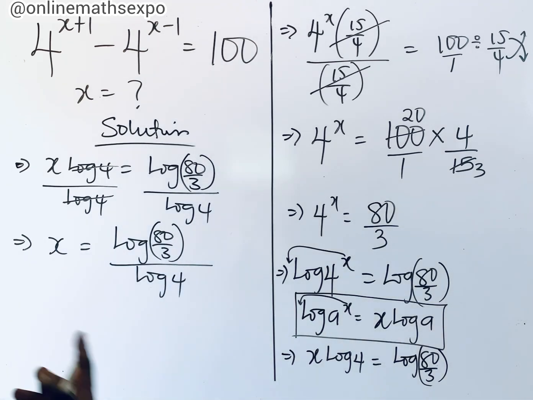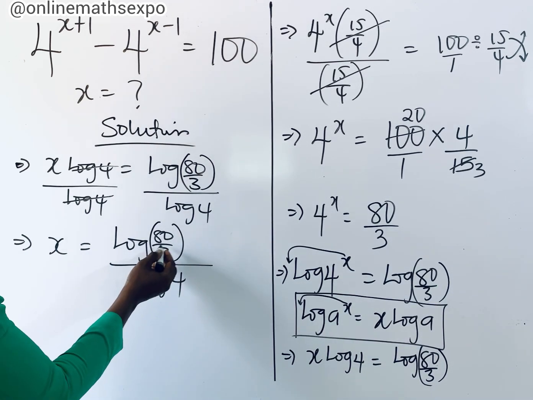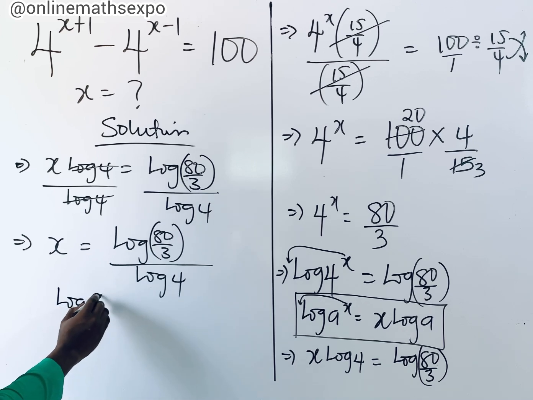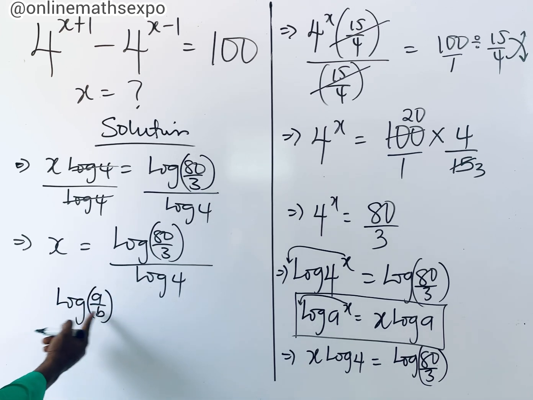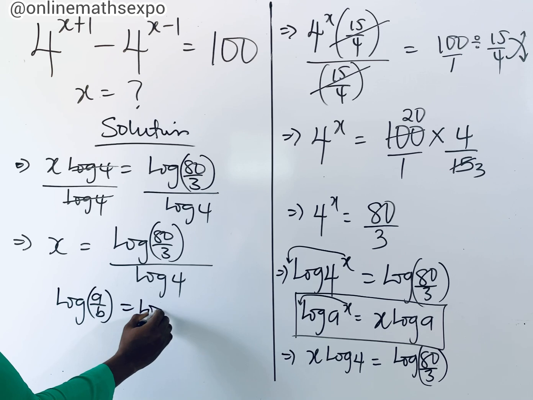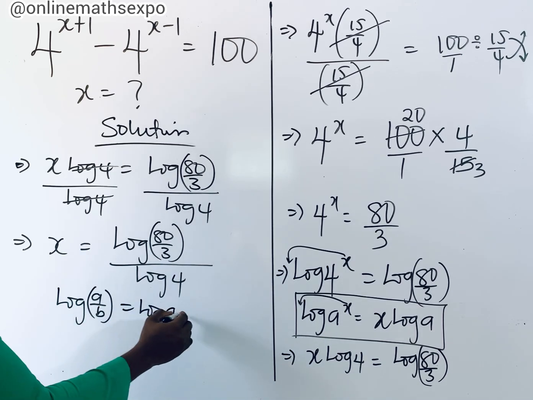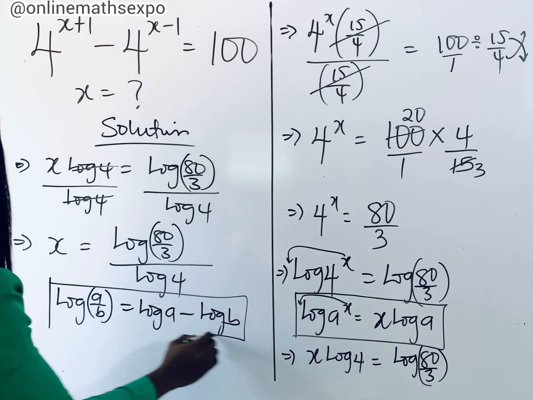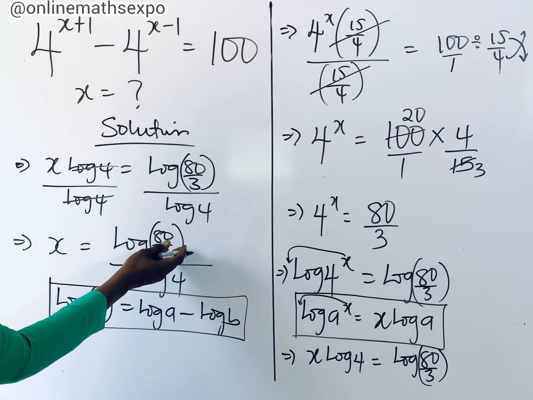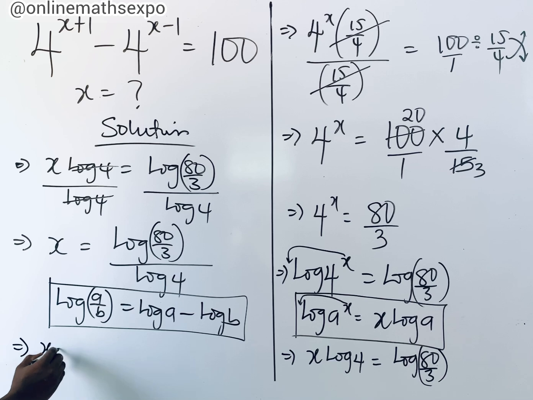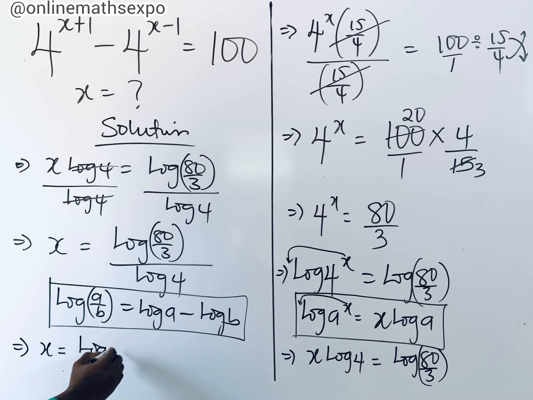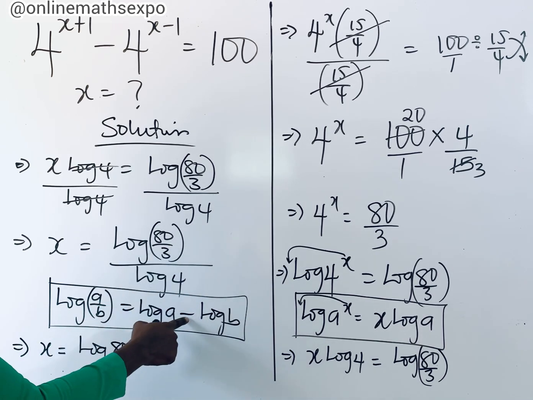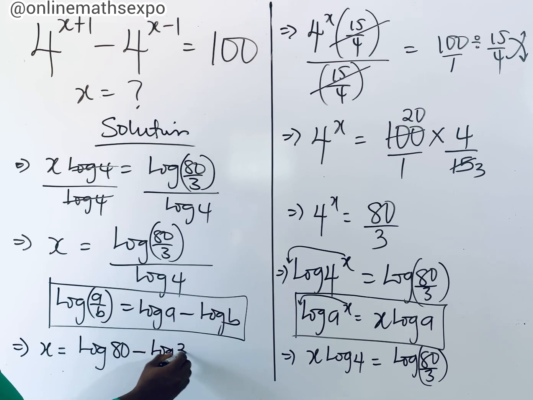Now, what do you do? We are simplifying. You just need to remember that for every log of a over b, written in this form, is equal to log of a, this division sign turns to subtraction. Interesting. So we are going to use this as a guide. So applying it at the numerator, we have x is equal to log of 80, this will turn to subtraction, then we have log of 3. Did you see that? And this is divided by log of 4.